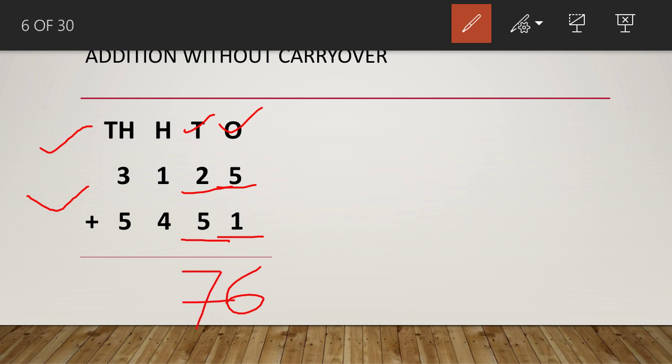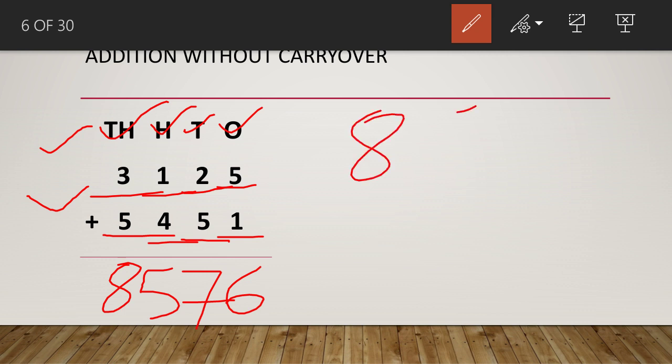Now the numbers which are at the hundred place are 1 and 4. So the sum of 1 and 4 is 5. Now we will add the numbers which are at the thousand place, and the numbers are 3 and 5. So 3 plus 5 is equal to 8. Thus, when we add 3125 with 5451, the sum will be 8576.